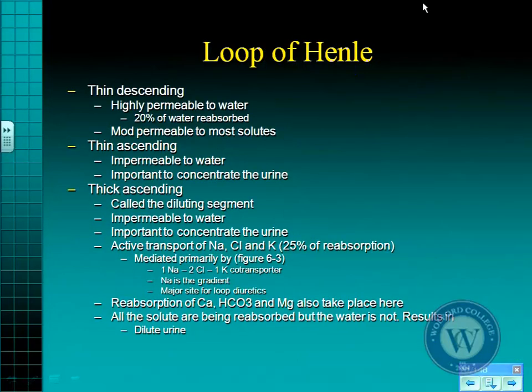Now, the loop of Henle can be broken down into 3 parts. So you went from the proximal tubule, all of a sudden now you went into the loop of Henle, which goes downwards and then comes back up. So the loop of Henle is broken down into a thin descending section, a thin ascending, and then it becomes a thick ascending. The thick ascending, why is it thick? It's because the cells in here are cuboidal.